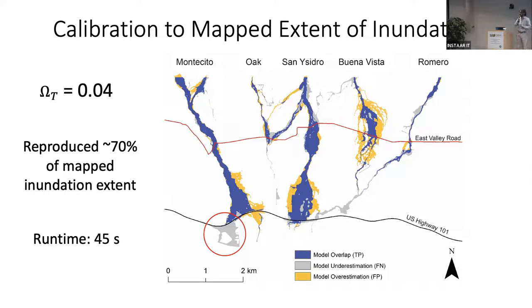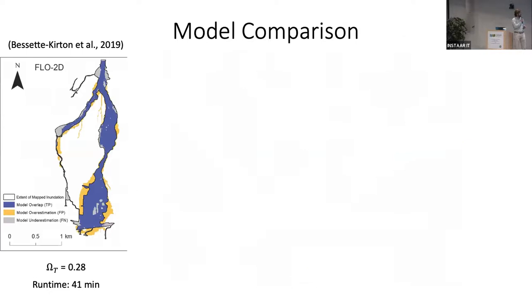Furthermore, this study area was about 40 square kilometers in size, and ProDF was able to run the simulation on a standard laptop computer in about 45 seconds. So once again, highlighting the importance of computational efficiency for the purpose of rapid hazard assessment. And so this is promising for that purpose.